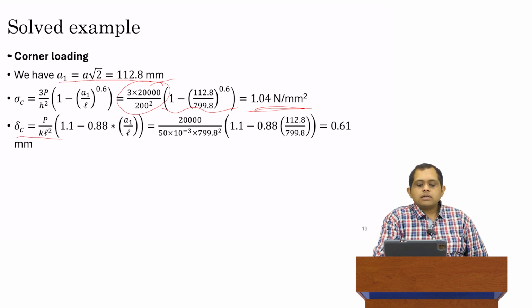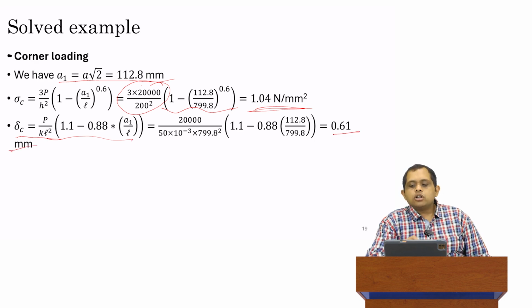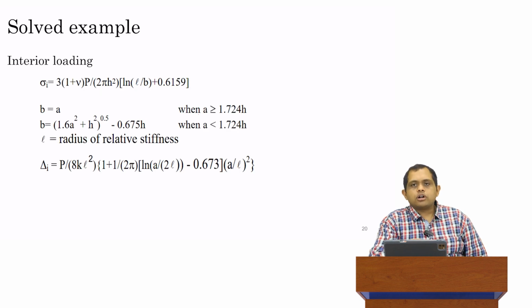Similarly, for delta C, I go through all the calculations and I get 0.61 mm. Note here again, this is smaller than 1 mm, and that's generally the case. The displacement for this small amount of loading will be of the order of 1 mm. You can measure it, but you can't actually see it when it's happening. That was for corner loading.